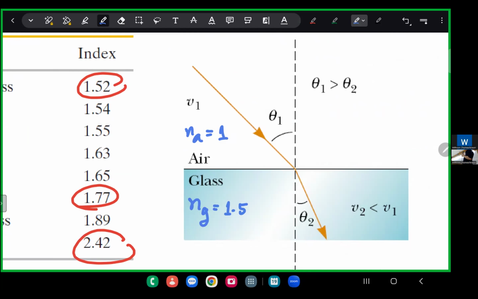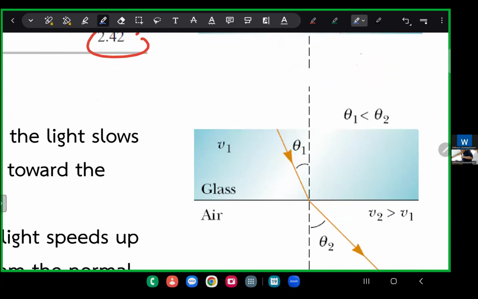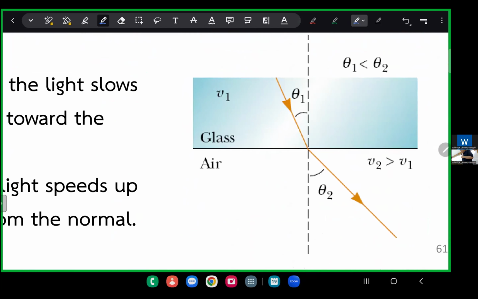Everyone with me? When N is small and you go to a larger N, the angle will go from a bigger one to a smaller one, right? Because of Snell's law. In that case, the bending will be towards the normal. On the other hand, if you have light coming from a bigger N to a smaller one, then it will go opposite. Light will bend away from the normal line.